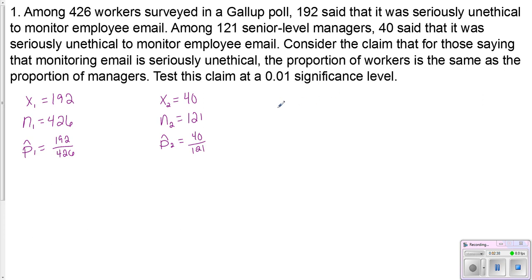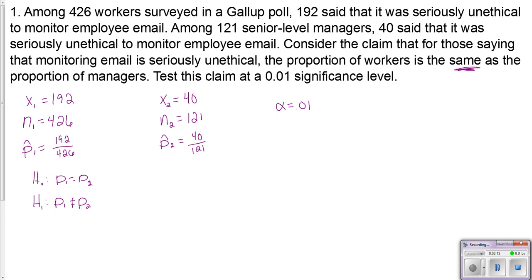We want to test this claim at a significance level of 0.01, so go ahead and set up your null and alternative hypotheses. Our null hypothesis is that these two proportions are actually equal to one another, so that P1 is equal to P2. The alternative is asking us what exactly? We want to know, is the proportion of workers the same? So in other words, you're looking to see if there's been any change. So that would be a two-tailed test.